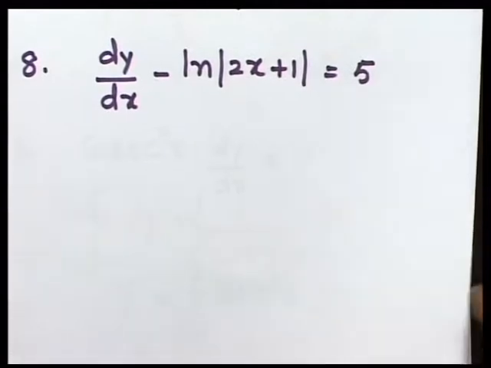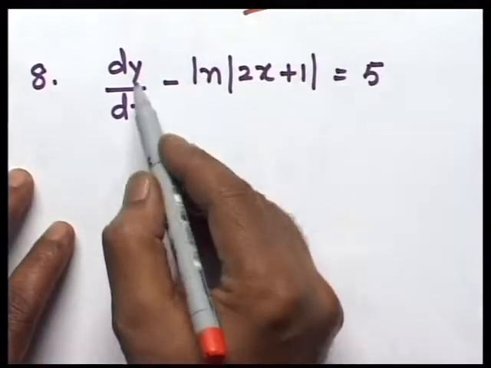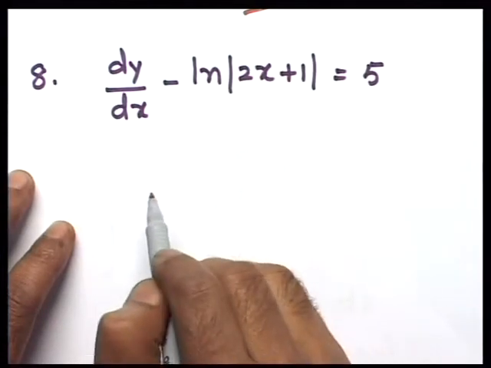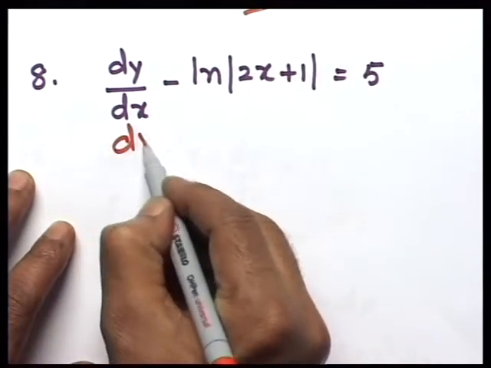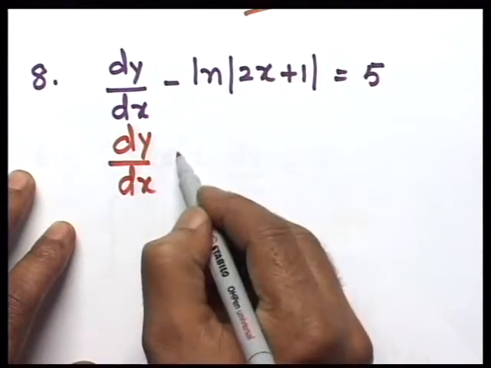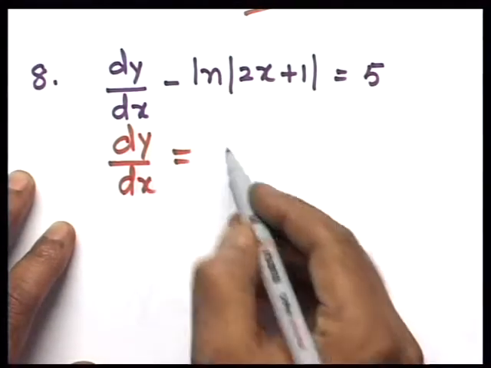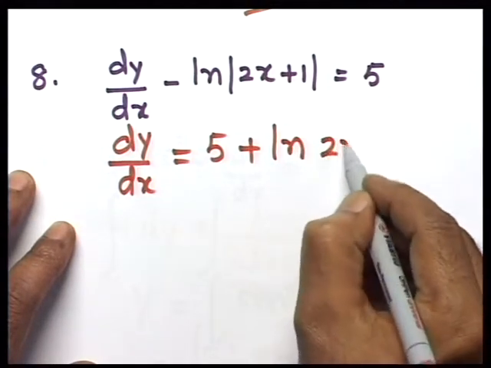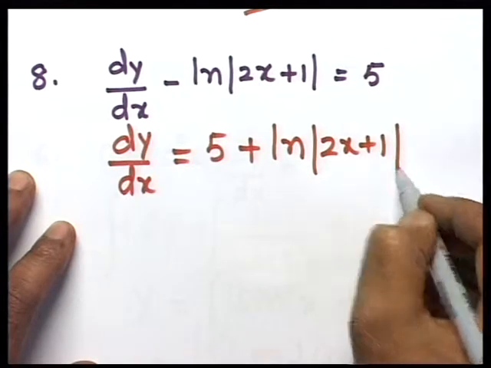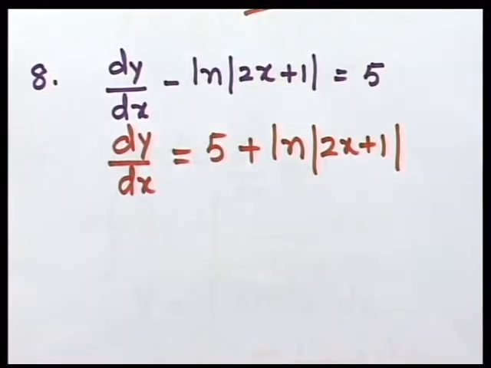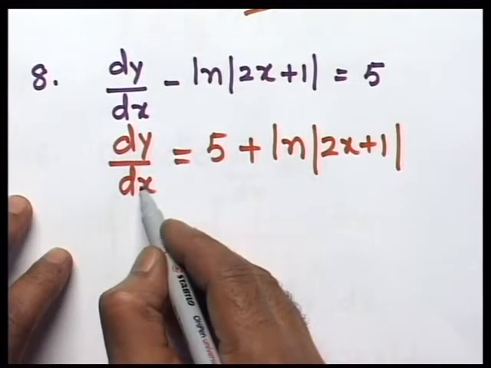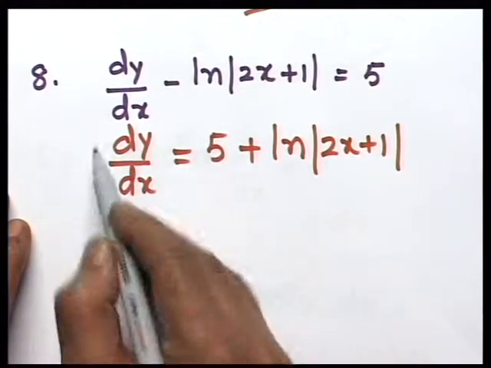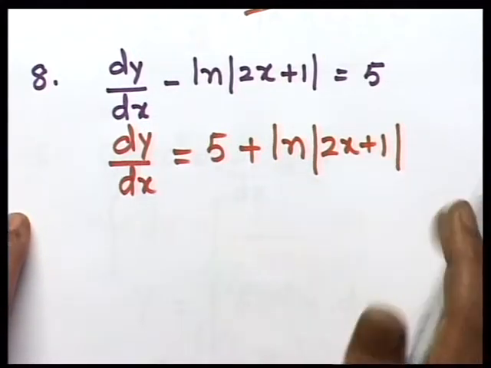That's the next question. Question 8, please. dy over dx minus ln, right? Just be careful how we do that. Keep the dy over dx, transfer this to the right hand side. So it's 5 plus natural log of 2x plus 1. That's what I have. Once I got that, I can move the dx to the right hand side. If you want to move the 5 to the left hand side, it's entirely up to you, right?